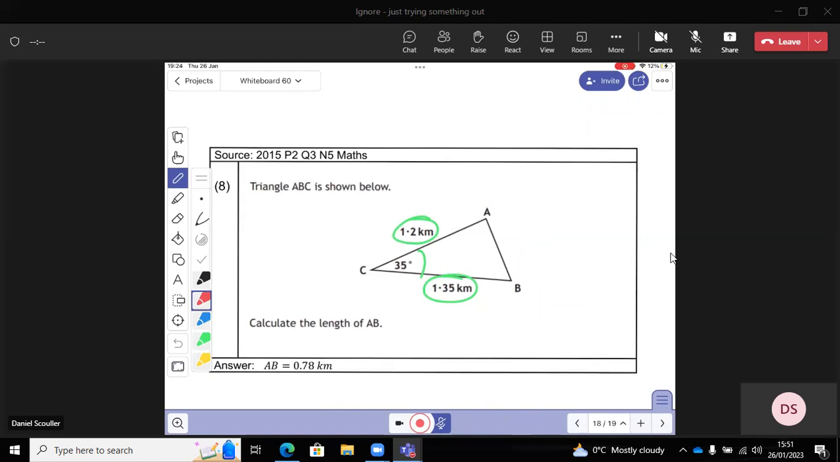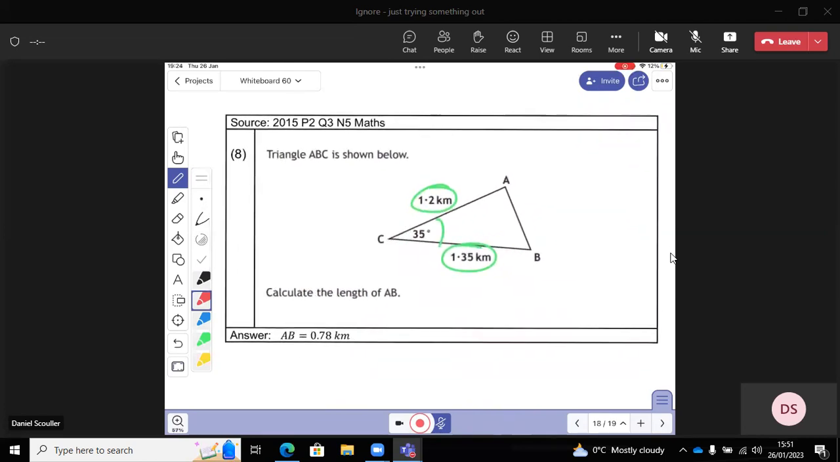Okay, so back to this one. 2015, paper 2, question 3. Let's go through it again. What information are you given? You've got side, angle. Now what's it looking for is to calculate? It's looking to calculate this AB, the length of this side.